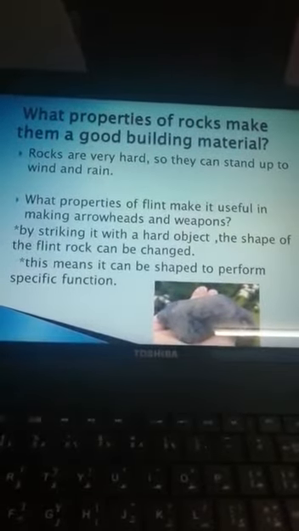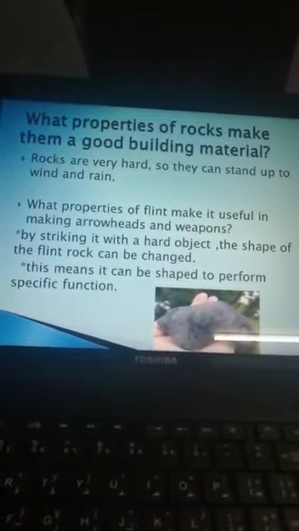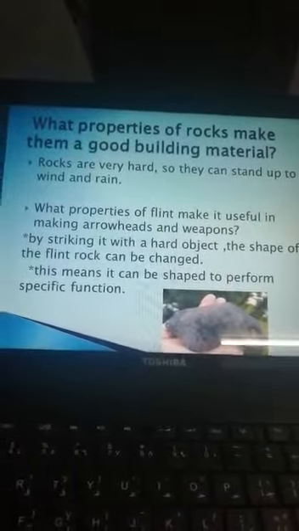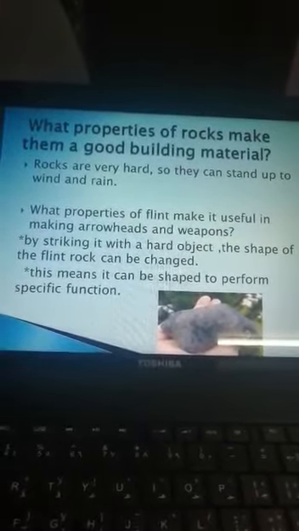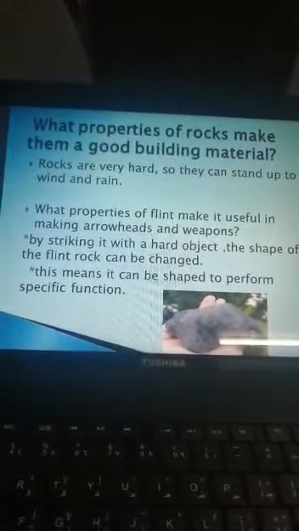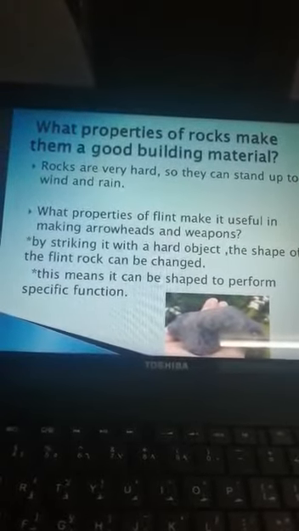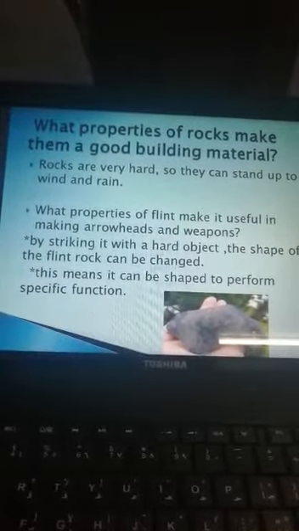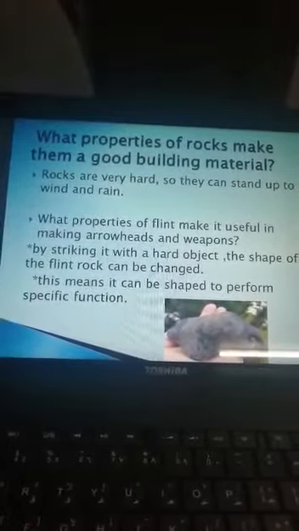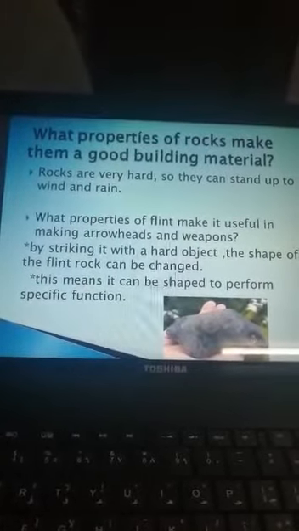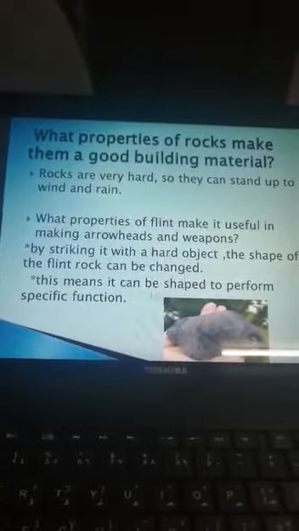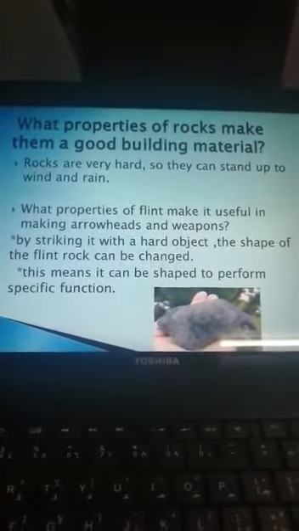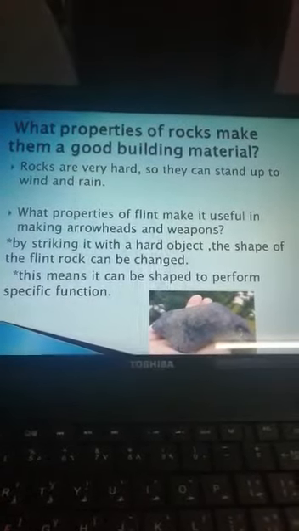By striking it with a hard object, the shape of the flint rock can be changed. Can be what? Can be changed. So this means that it can be shaped to perform a specific function. Again, the properties of flint make it useful in making arrowheads and weapons. Why? Yes, because we can change the shape of flint rock. By what? By striking it. And it means that it can be shaped to perform its function.